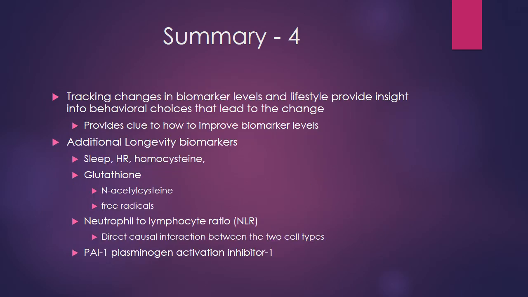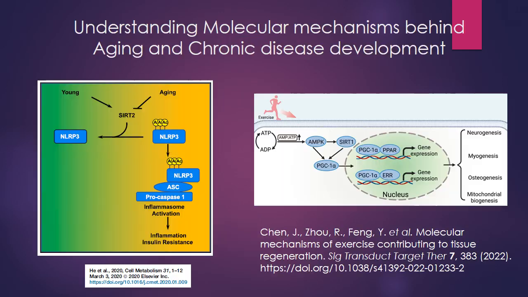Summary 4. This notes that tracking lifestyle choices alongside biomarker changes provides clues on how to improve health, and lists additional biomarkers of interest like glutathione, sleep, heart rate, neutrophil-to-lymphocyte ratio, etc.